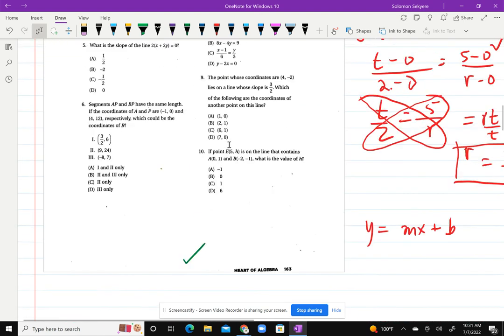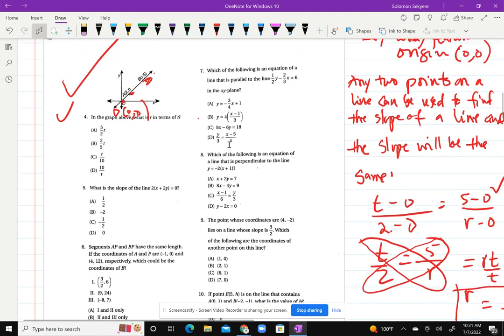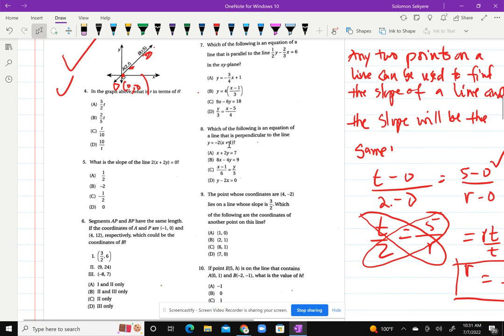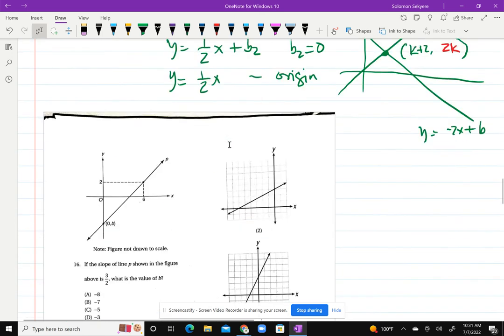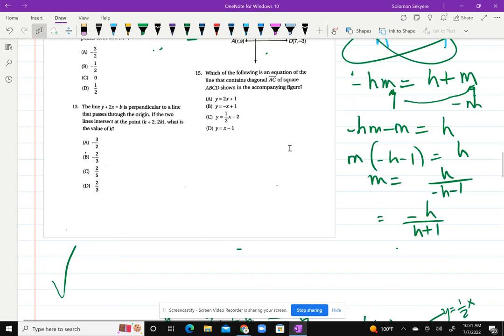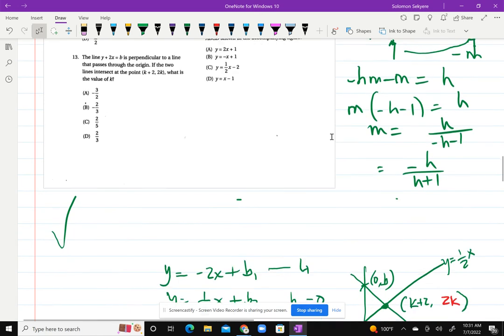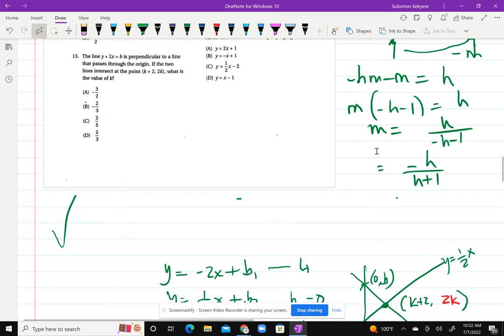Now let's do another one. Let's do question number 13. Okay, so we have this line here: y equals negative 2x plus b. So what is your slope for this line? Your slope is negative 2.